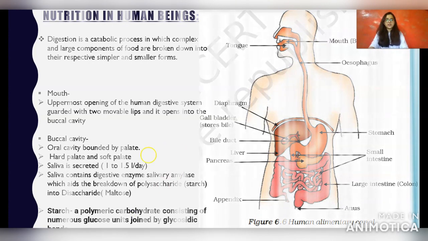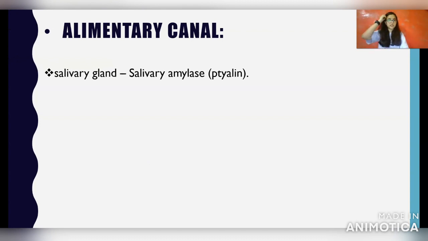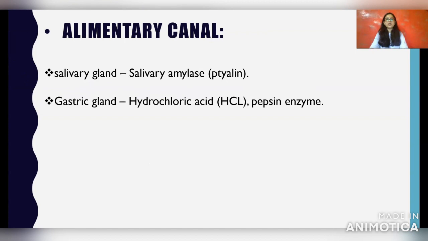Next, let us learn what glands the alimentary canal has, and the enzymes secreted by them. First is the salivary gland, which is present over here. It secretes salivary amylase, also called ptyalin. The next is the gastric gland, which is here in our stomach. It secretes hydrochloric acid, pepsin enzyme, and mucus.